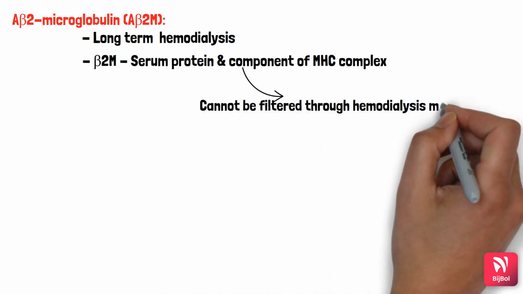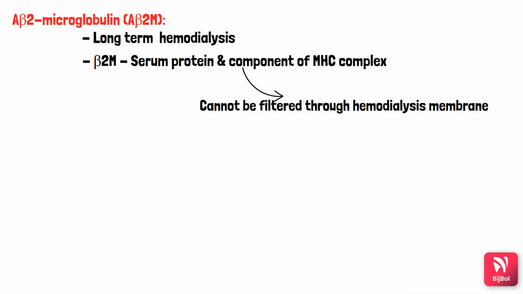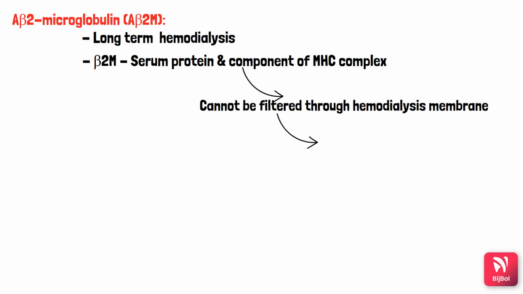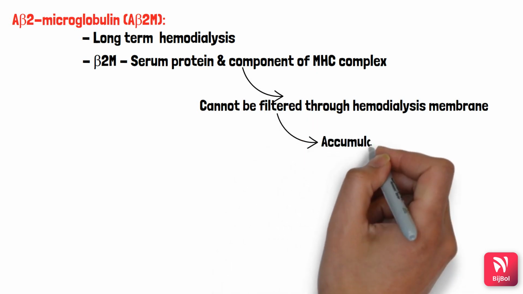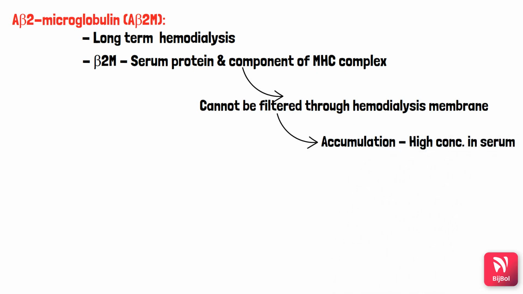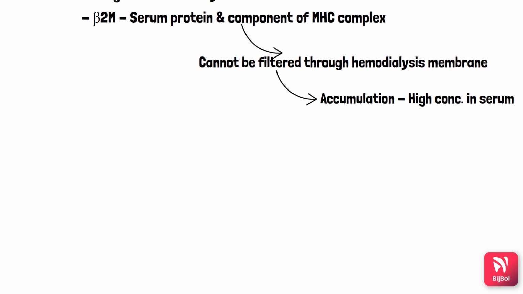But in hemodialysis patients, it is not filtered through the hemodialysis membrane. As it is not filtered, it gets accumulated in the body, that is in the circulation itself. Accumulation results in a high concentration of A beta 2 microglobulin in serum, resulting in amyloid formation. So it is seen in hemodialysis patients. So this is about the chemical structure and forms of amyloid.